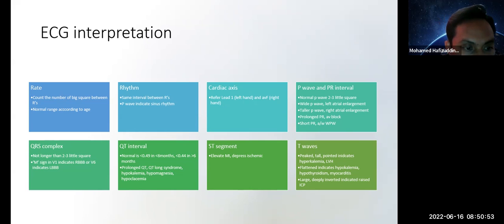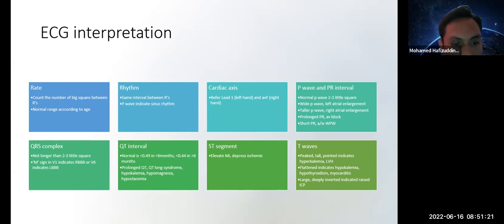Next is QRS complex. Normal, it is not longer than 2 to 3 little squares, and abnormalities that we can see include M sign in V1, which indicates right bundle branch block, or in V6 indicates left bundle branch block. Okay.